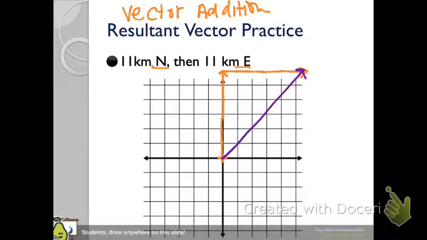Okay, so I know the sides of this are 11 and 11. So now I want to find how far am I from where I started? What's my resultant? What's my displacement? And so to do that, I have to find what's that side of my triangle and in what direction did I leave my origin from.